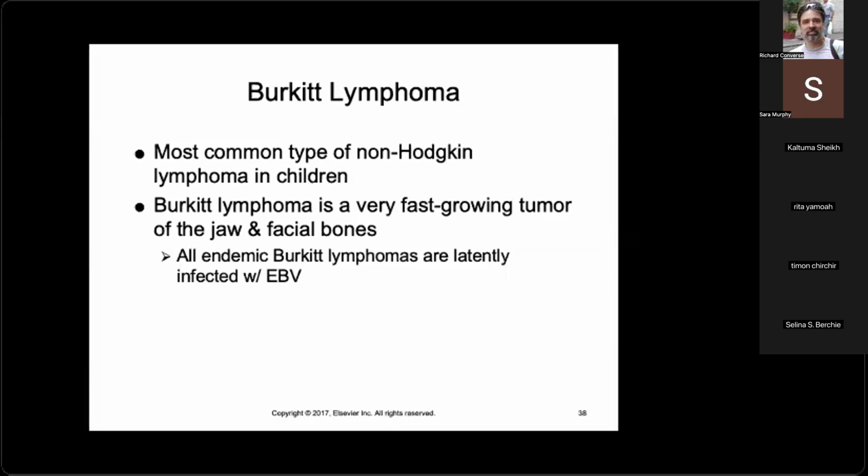Okay? Burkitt lymphomas are fast-growing tumors. They're often found in the jaw and the facial bones. All endemic Burkitt lymphomas are latently infected with Epstein-Barr.